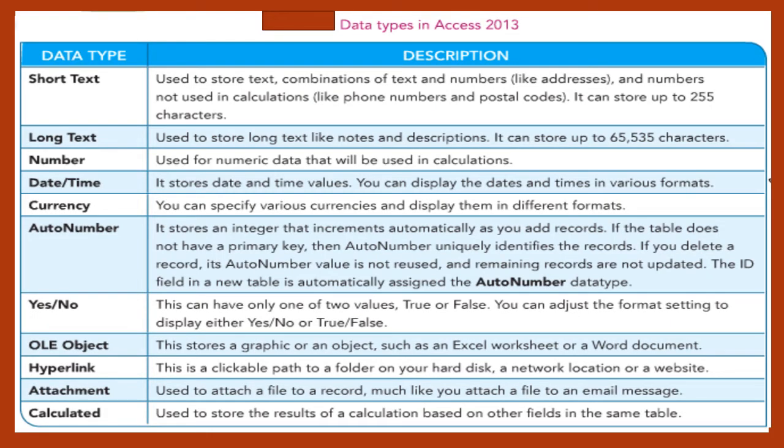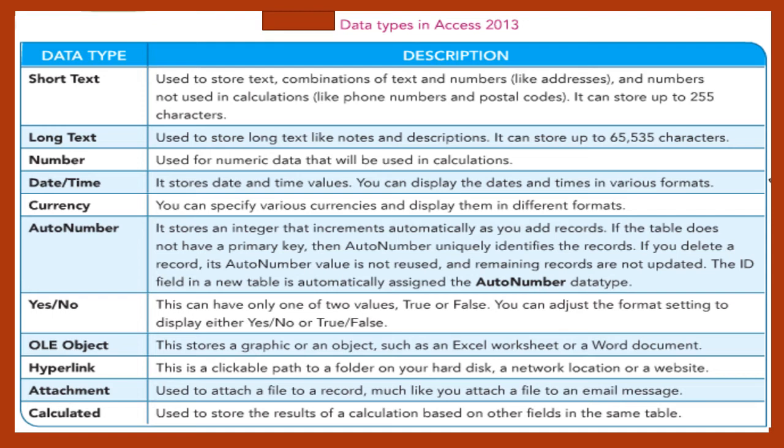The table shows data types in Access. First one is the short text data type. It is used to store text, a combination of text and numbers like addresses, and numbers which are not used in calculations like phone numbers and postal codes. It can store up to 255 characters.